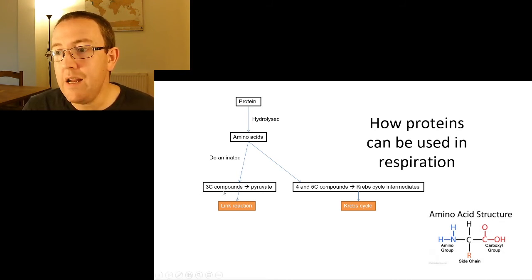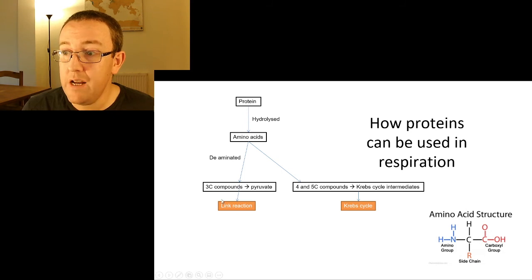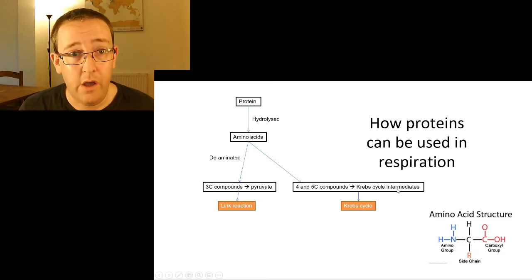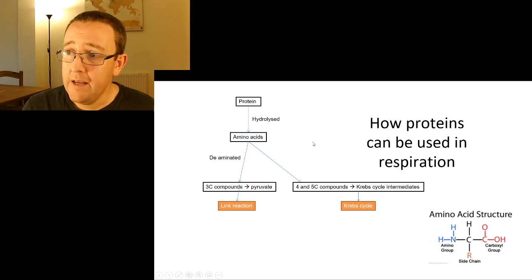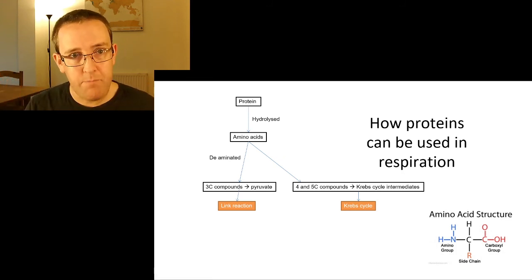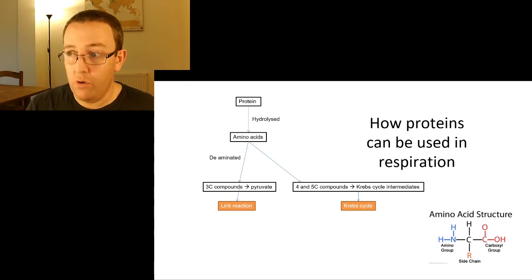Now depending on what the R group is, if there's 3 carbons, you end up turning that into pyruvate, and that goes into the link reaction. If it's a larger amino acid, 4 and 5 carbon compounds, it goes in as Krebs cycle intermediates, so alpha-ketoglutarate, oxaloacetate, that kind of thing. So the point being that other respiratory substrates can be used, because what are we trying to build? We want that proton gradient, and the way we get that is through reduced NAD and reduced FAD. It doesn't really matter how you come by that stuff as long as you can.